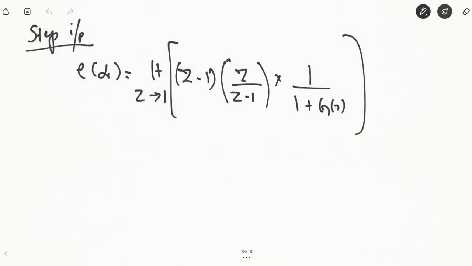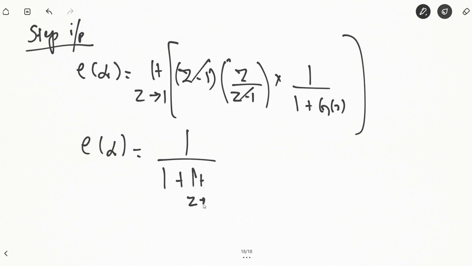So as I know, for a step input, R(z) will be z divided by z minus 1. So this cancels out. This means E of infinity is equal to, applying the limits, z becomes 1. This means 1 divided by 1 plus limit z tends to 1 G(z). Because I do not know what the transfer function G(z) is, I cannot apply the limits here. This term I have already applied the limit to. I have substituted z equal to 1 there, so I am left with this thing.